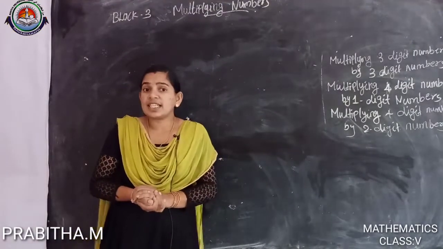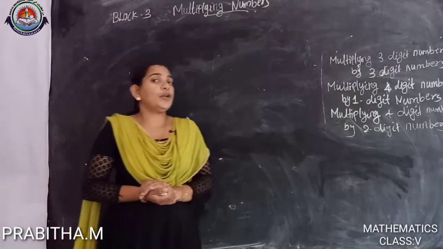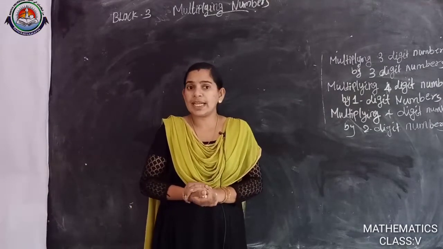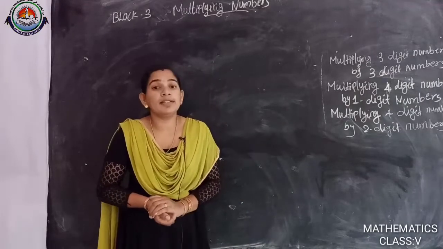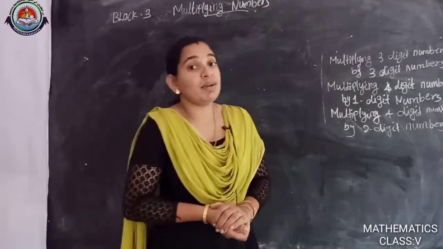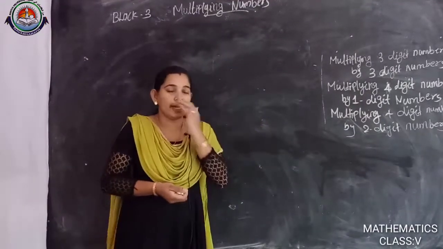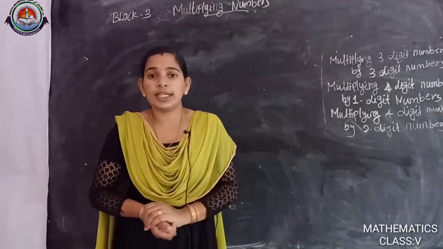In the previous classes, we were discussing multiplying numbers. Did you do all the problems from the previous classes? In this chapter, we are discussing multiplying 3-digit numbers by 3-digit numbers, multiplying 4-digit numbers by a 1-digit number, and also multiplying a 4-digit number by a 2-digit number.